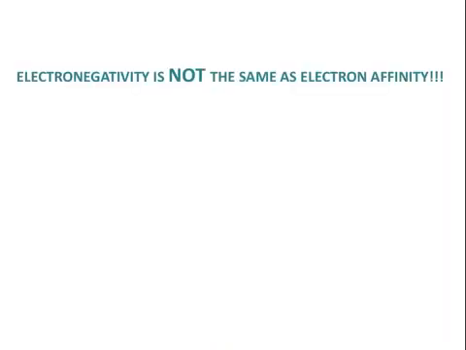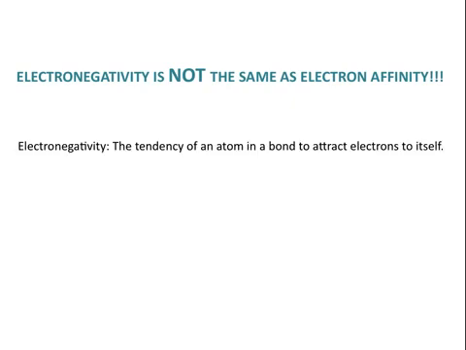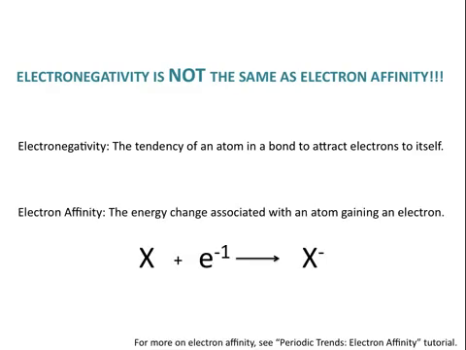Something that's really important to remember is that electronegativity is not the same as electron affinity. Electronegativity has to do with atoms in a bond, and it's the tendency of an atom in a bond to attract the electrons in that bond to itself. Electron affinity is the energy change associated with an atom gaining an electron. Although electronegativity and electron affinity have the same general periodic trend, remember that these are two different things.